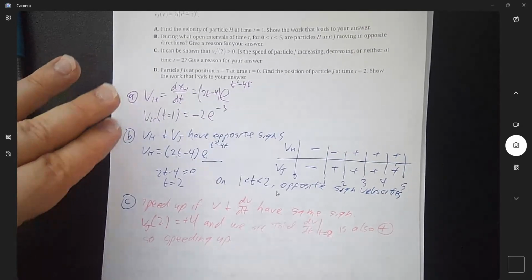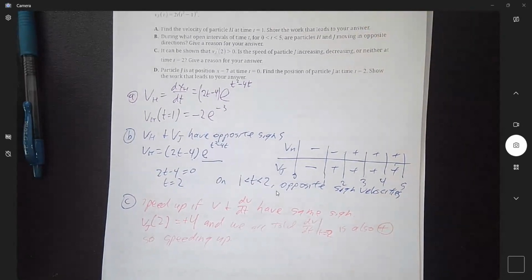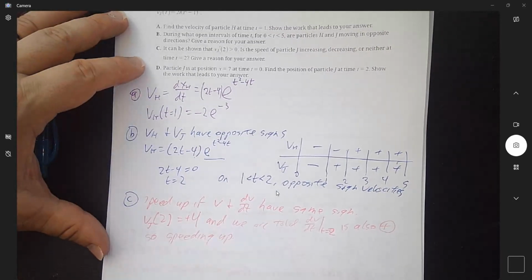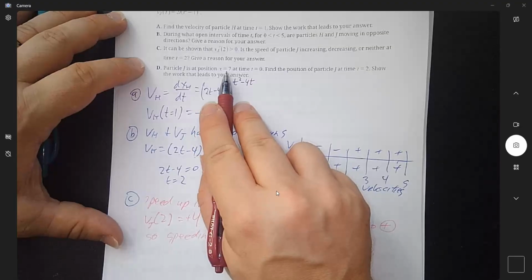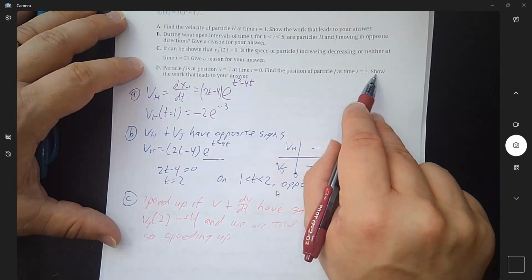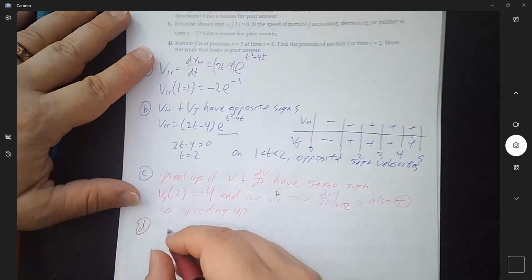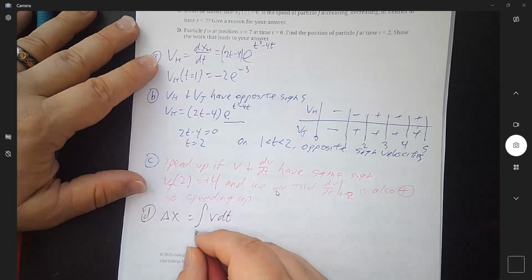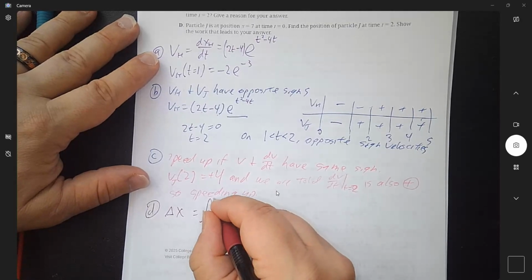Yes, this is definitely in my wheelhouse. I have to teach this even to non-calculus students, that if the velocity and acceleration have the same direction, you're speeding up. Okay, particle J is at position x equals 7 at time 0. Find the position of particle J at time equals 2. Show your work. So in other words, delta position is the integral of v dt, and we're going to integrate from time 0 to time 2.